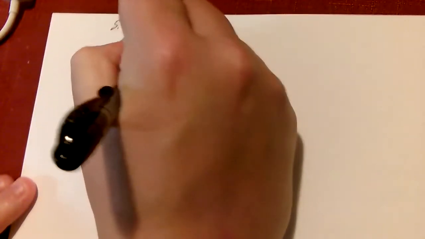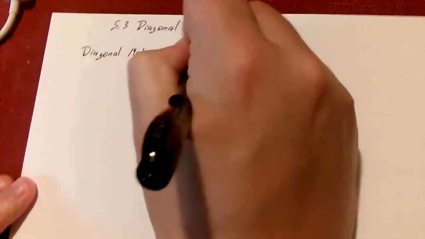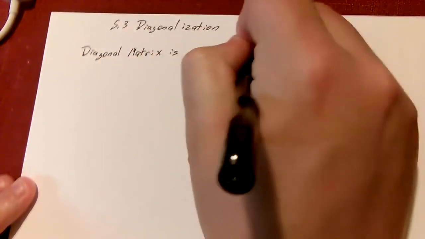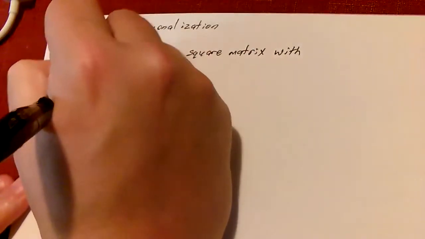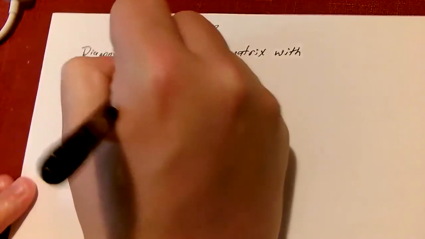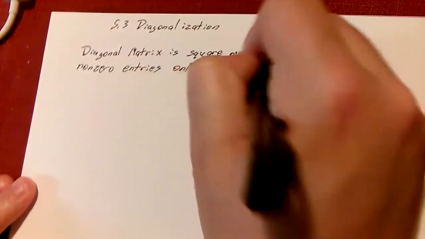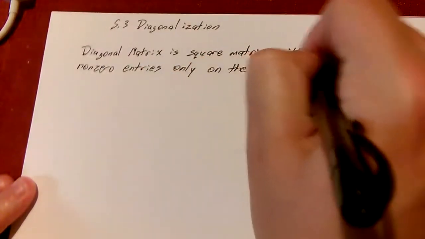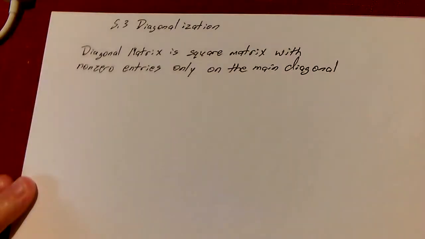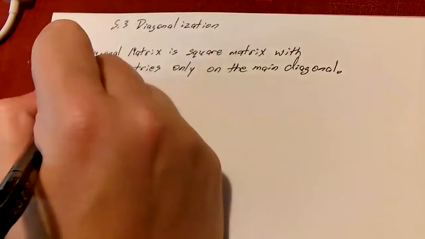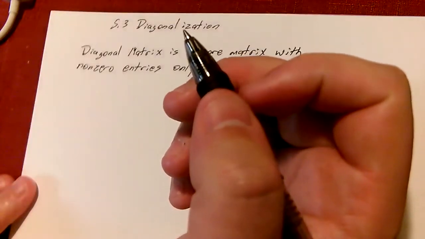Okay, so first we need to understand what a diagonal matrix is. So a diagonal matrix is a square matrix with entries, with non-zero entries, I should say, only on the main diagonal. Okay? So let's look at a diagonal matrix, look at some interesting properties.